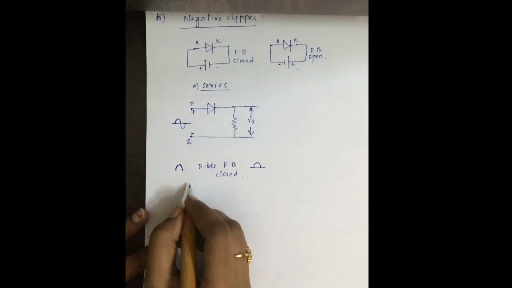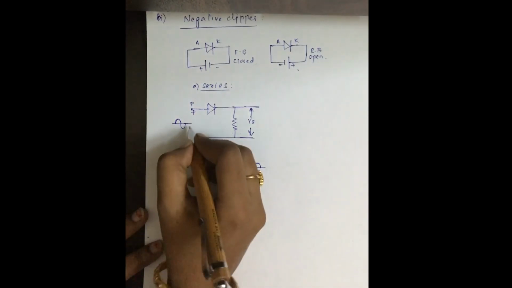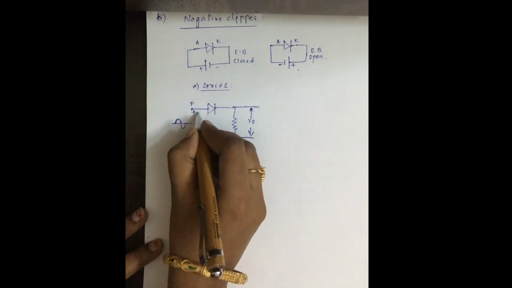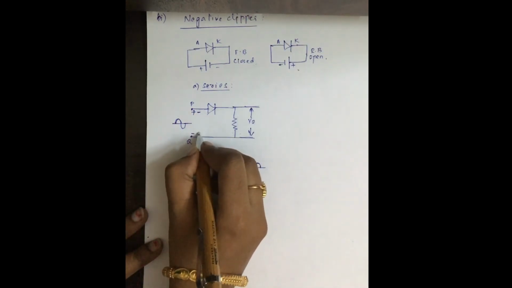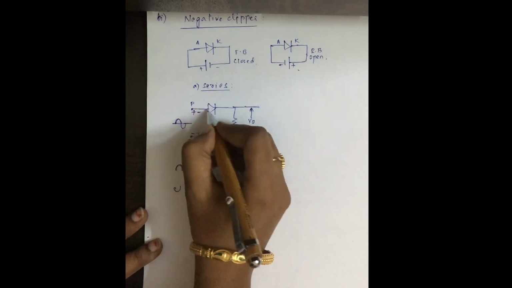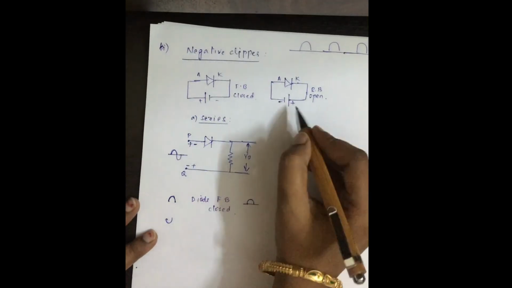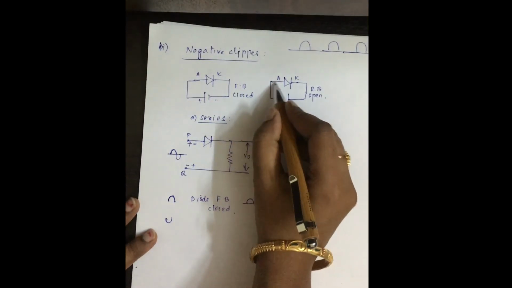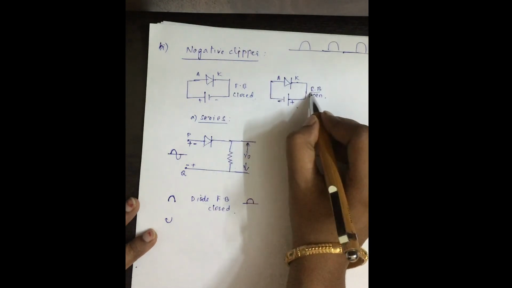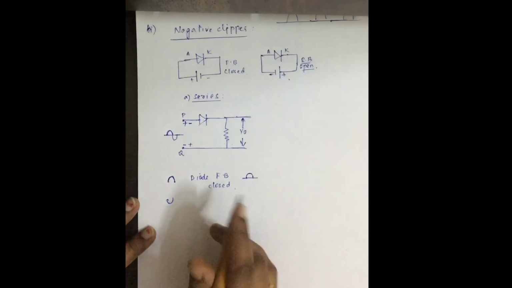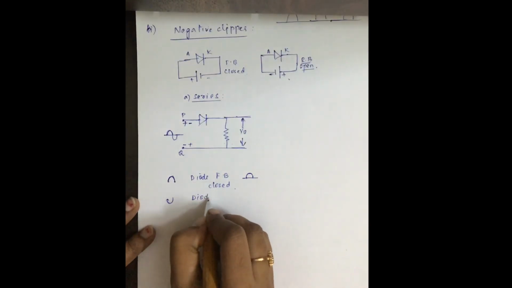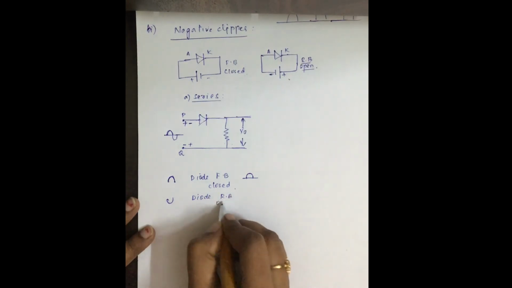What happens when the negative cycle is given? When the negative cycle is given, P acts as negative, Q will become positive. So negative is given to the anode. So the diode is reverse biased and it is in open condition.